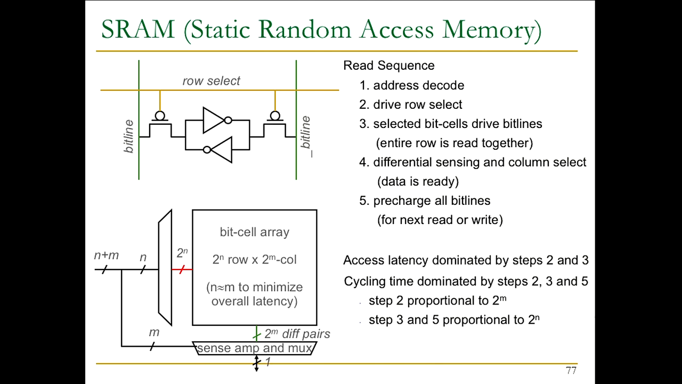And this is true for DRAM also, actually. So if you look at step 2, it is word line driving. It's really proportional to the number of bits you have, the number of bit lines you have, 2 to the m, because you need to go through the entire column size. And steps 3 and 5 are proportional to the number of rows you have. It's basically that you're really dominated by the interconnect latency. That's what I'm saying over here. The interconnect dominates your latency.